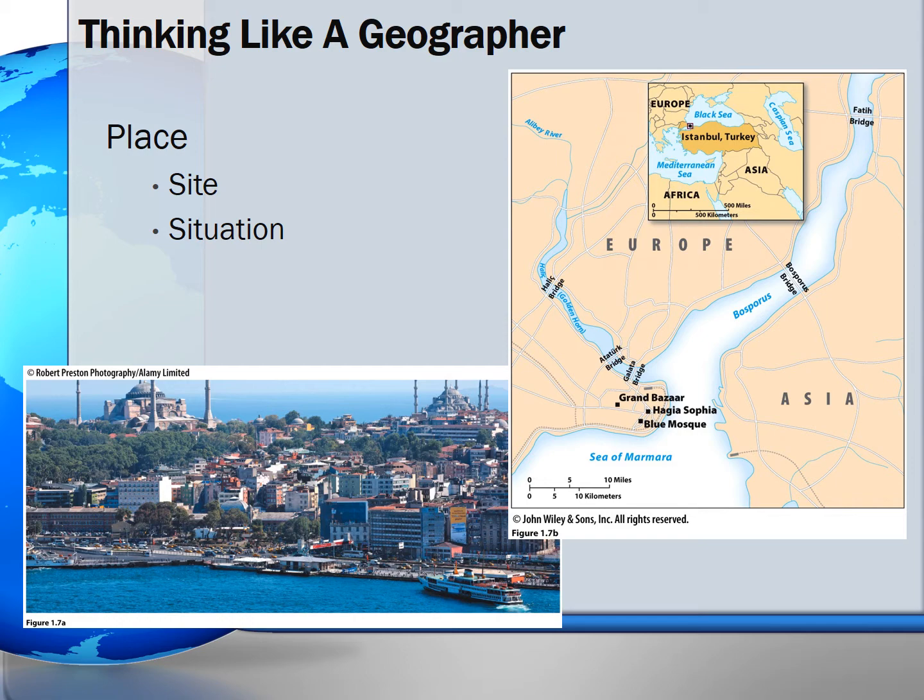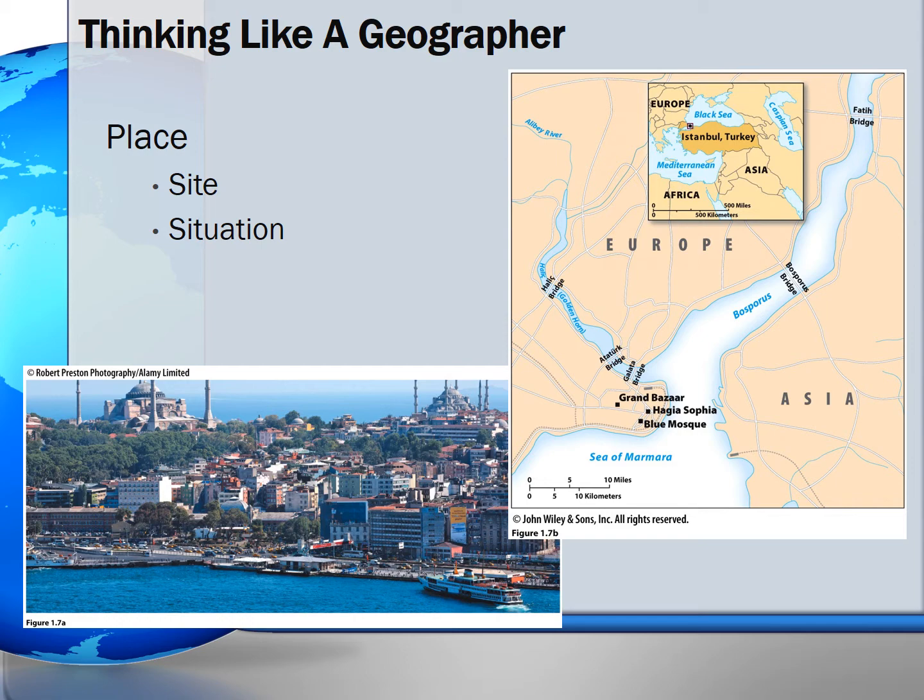For example, in the picture to the left, physically, Istanbul, Turkey occupies a hilly site adjacent to a deep harbor and has grown on both sides of the Bosporus, a narrow and strategic waterway that connects the Mediterranean and Black Seas. From left to right, across the hilltop, are the Hagia Sophia, now a museum, and the Blue Mosque.